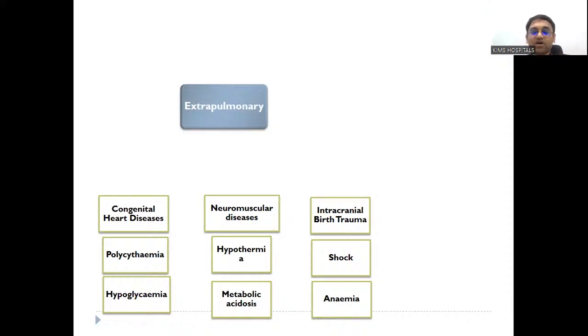Any baby who has shock and a ventilation-perfusion mismatch is also more prone to respiratory distress. Even anemia, which is a high output state, can cause respiratory distress in order to supply more oxygen to the different parts of the body.